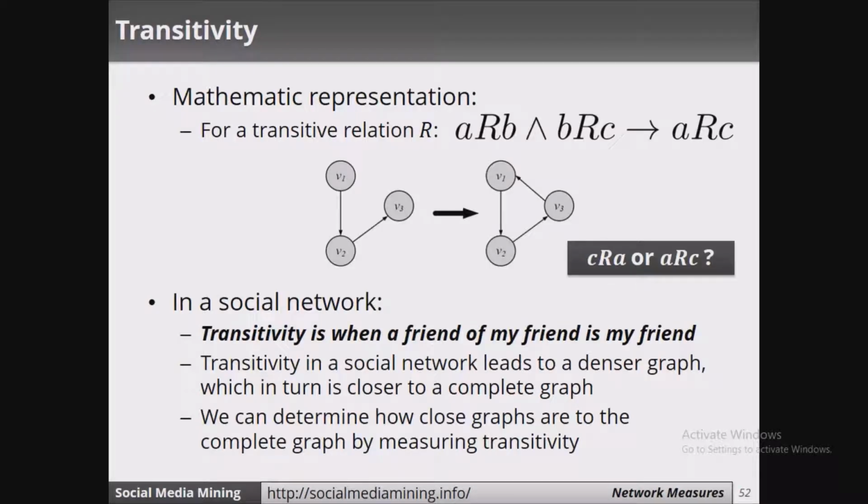Hey guys, welcome back to the video series on social media analytics. In today's lecture, we will be discussing transitivity. So let's first understand what transitivity is.